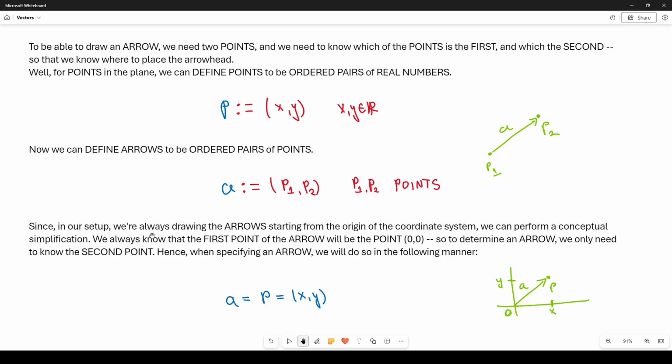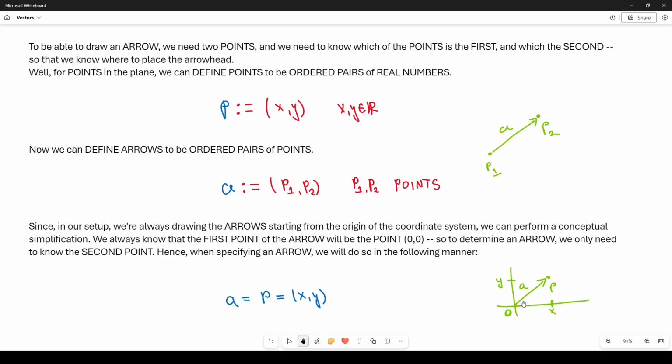Now, since in our setup we're always drawing the arrow starting from the origin of the coordinate system, we can perform a conceptual simplification. We always know that the first point of the arrow will be the point (0, 0). So to determine an arrow, we only need to know the second point. Hence, when specifying an arrow, we will do so in the following manner.